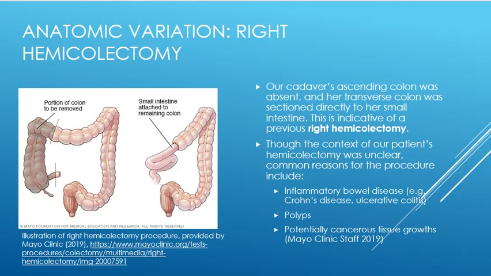And so the context of our patient's hemicolectomy was unclear because we didn't find any further intestinal pathology. But some common reasons that people generally have a hemicolectomy include inflammatory bowel disease, which would include Crohn's disease and ulcerative colitis, as well as polyps or potentially malignant cancerous tissue growths found in the intestine.